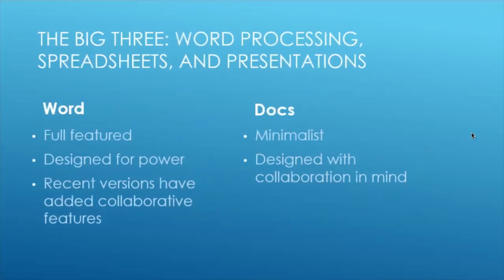Going on, we're going to cover the big three: word processing, spreadsheets, and presentations. I keep saying Word, PowerPoint, and Excel because those are the ones that we all use the most. In any business, those are the file types that people are going to need the most access to. So when it comes to word processing, we have the Microsoft product, which is Word, everybody knows and is familiar with, and we have the Google product, which is Docs.